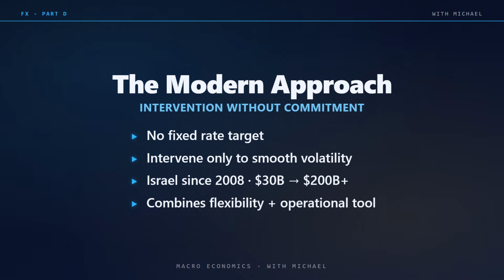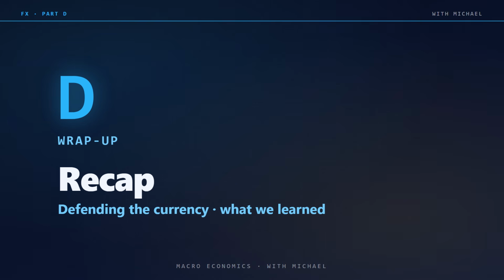The Bank of Israel has been a major practitioner since 2008. Reserves grew from $30 billion to over $200 billion. The intervention has been substantial but never committed to a specific level. This combines the policy flexibility of floating regimes with the operational tool of intervention. Most modern emerging markets now operate this way.